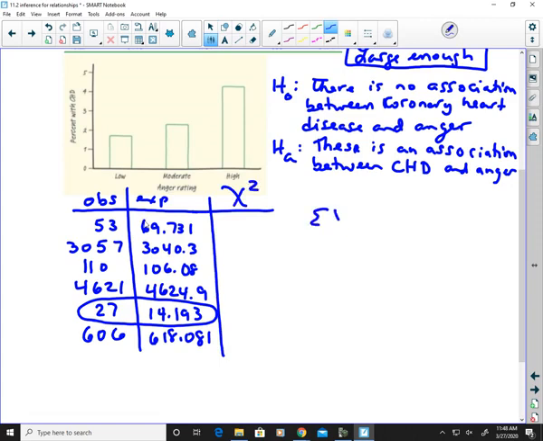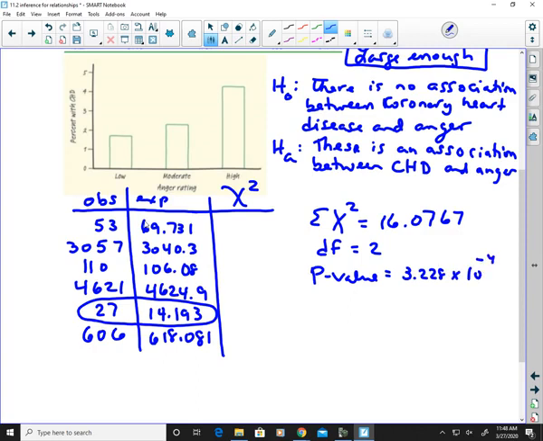The sum of the chi-squareds was 16.0767. I had degrees of freedom of, let's see here, 1 times 2. So I had degrees of freedom of 2, and I had a p-value of 3.228, that's what I've written down, times 10 to the negative 4. And so we are going to reject the null hypothesis.